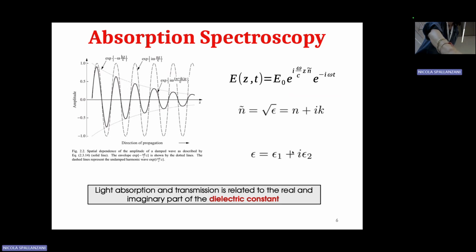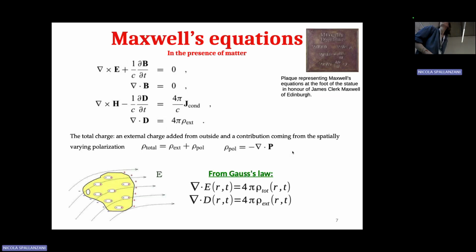So the next step is to try to describe the interaction of light with the material, and the influence of the material on the propagation of the wave or the radiation. And this is described by the Maxwell equations in the presence of matter, which are also engraved on the foot of the statue in honor of James Clerk Maxwell in Edinburgh.